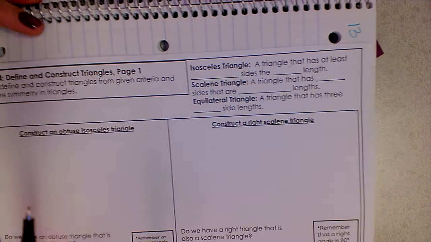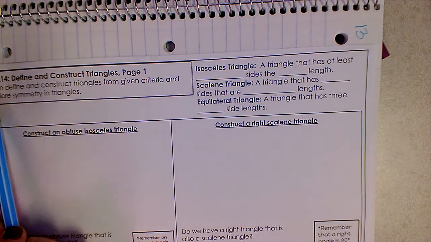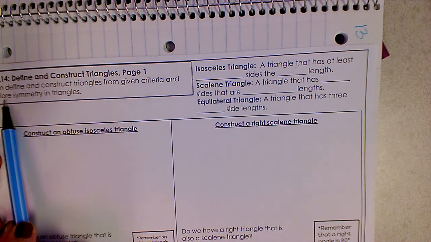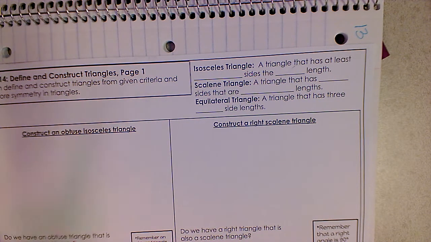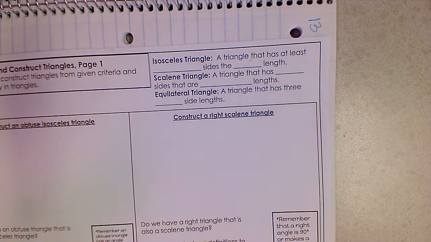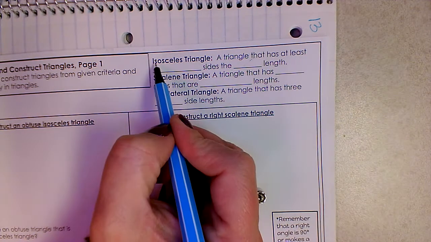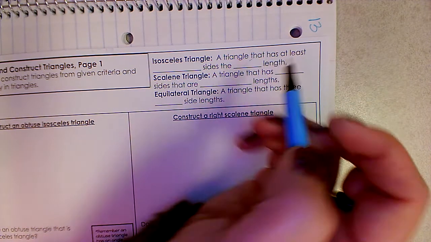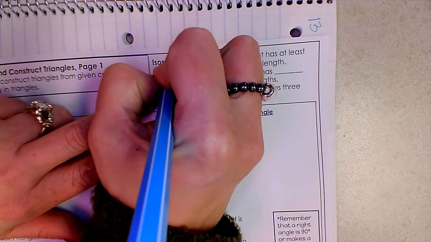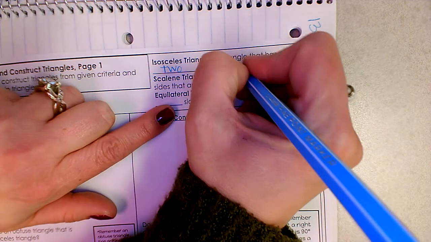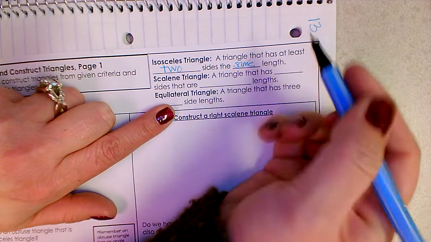Our I can statement today says, I can define and construct triangles from given criteria and explore symmetry in triangles. So we're going to fill in some of this vocabulary. It's just kind of a review from the last few days. We're going to talk about an isosceles triangle. A triangle that has at least 2 sides the same length is an isosceles triangle.